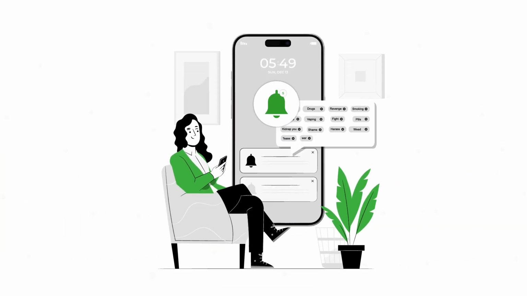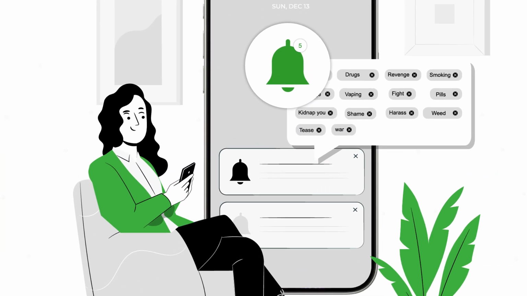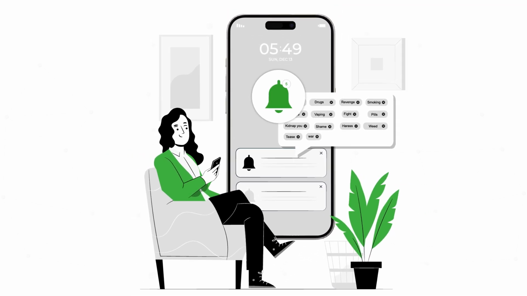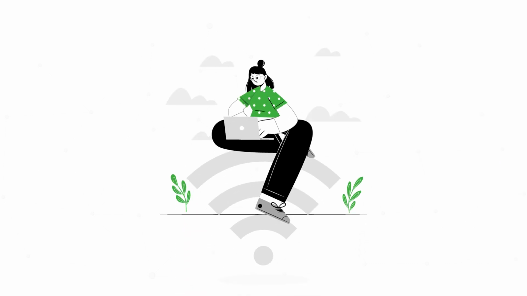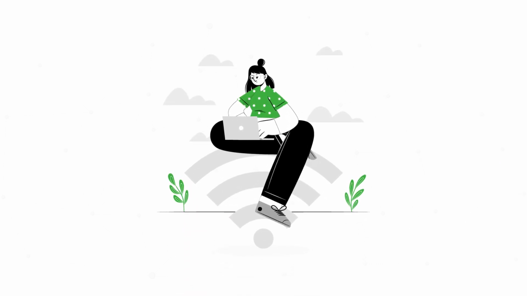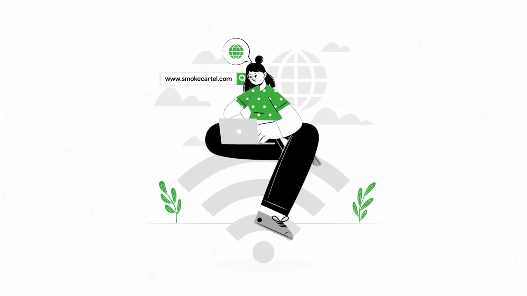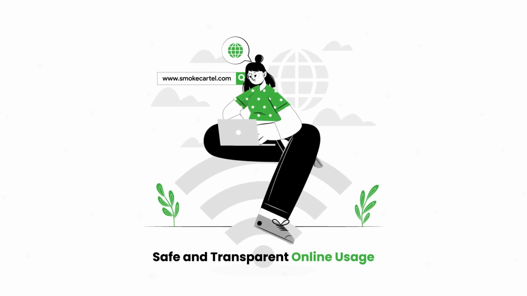You can also set alerts for specific keywords or phrases, which will notify you instantly if there's any concerning search activity. XNSPY's browser history tracker gives you a full view of their internet activity, from searches to frequently visited sites, ensuring safe and transparent online usage.